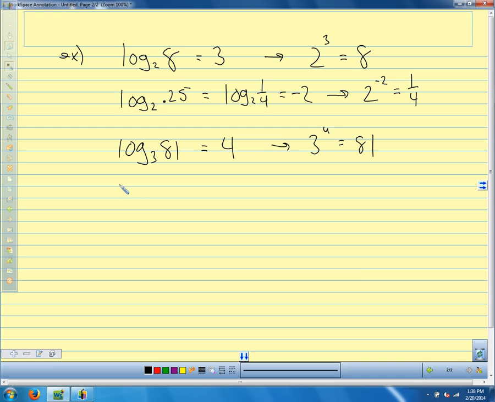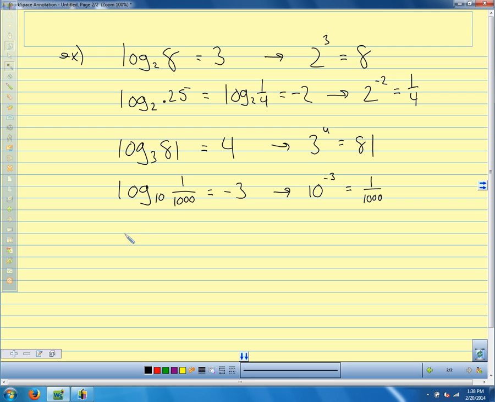Let's do a couple more. Log base 10 of 1/1000. So what power of 10 gives me 1/1000? -3. Because 10 to the -3 equals 1/1000.